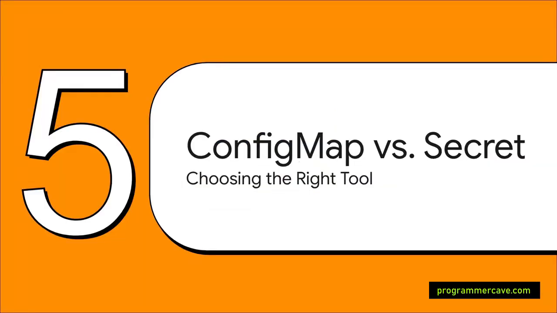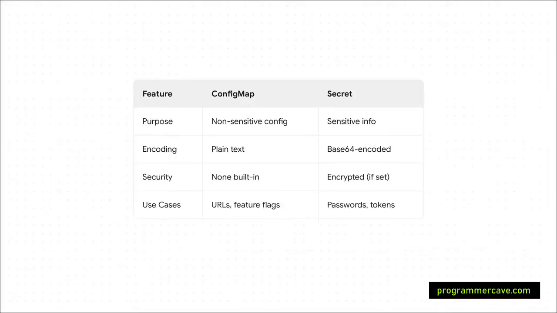All right, it's time for the main event. We've got config maps and we've got secrets. Let's put them side by side to make it absolutely clear when you should use which one. You know, this table really says it all. The decision-making process is dead simple. You just have to ask one question. Is this data sensitive? Is it a password, a token, something you wouldn't want to check in to Git? If the answer is yes, you use a secret. If the answer is no, you use a config map. That's it. The purpose dictates the tool.